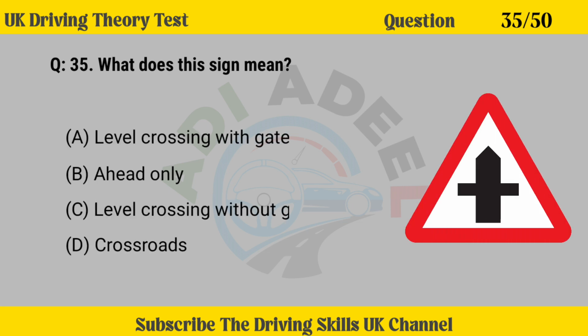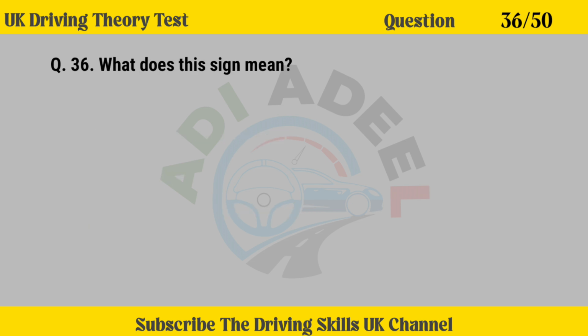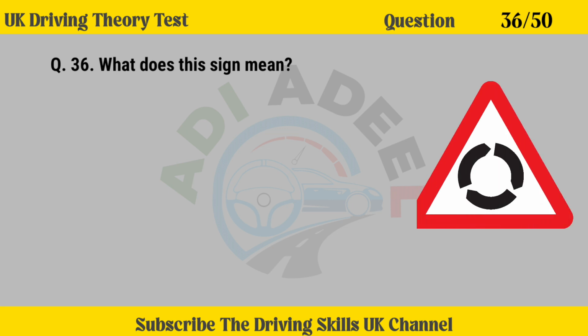Question 35. What does this sign mean? A, level crossing without gate. B, ahead only. C, level crossing with gate. D, crossroads. The right answer is D, crossroads.